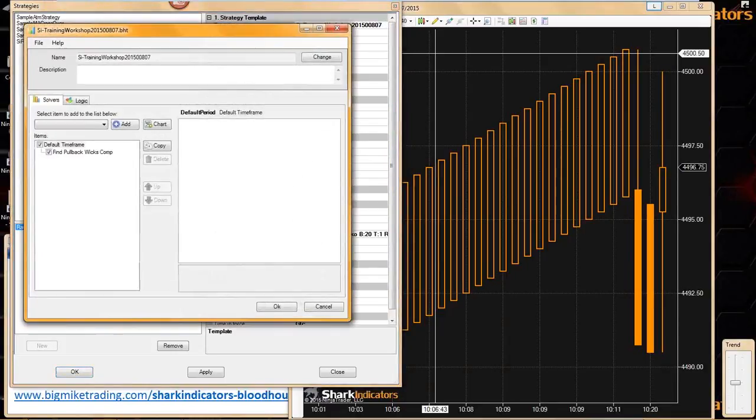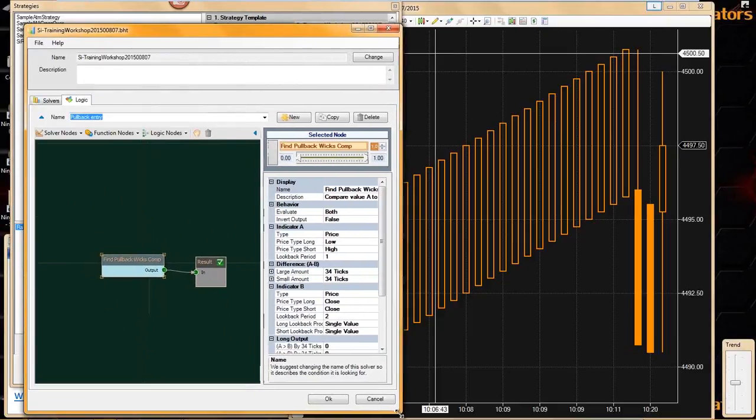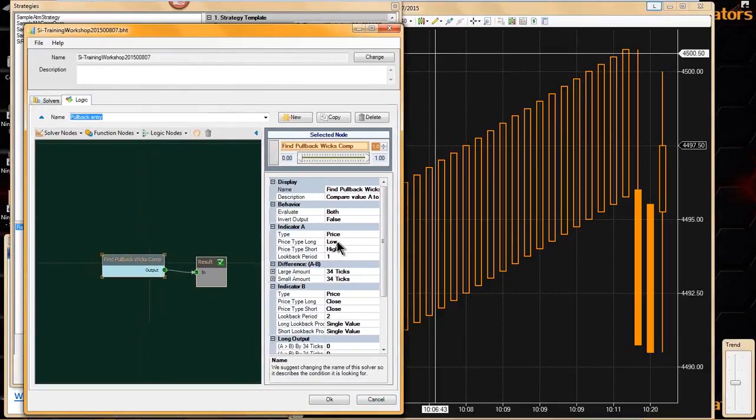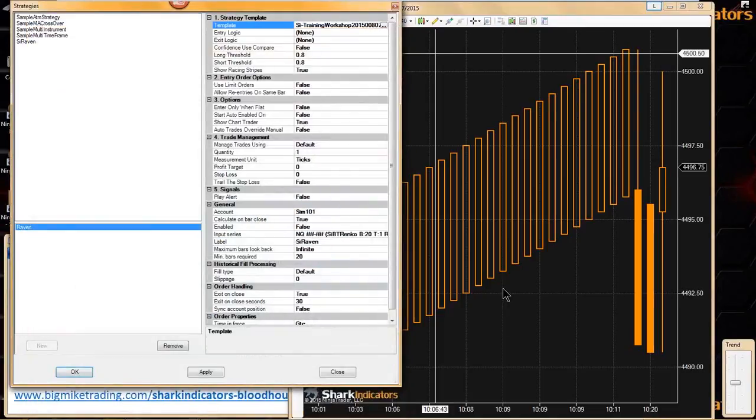One thing I remembered is, the way I left this solver, I actually left it in kind of a test mode. Remember I was using the low and high prices, so I need to change this back to the closing price. Using the low and high was just to do some back testing on a static chart. So set that back to the closing price, and now we're good to go.